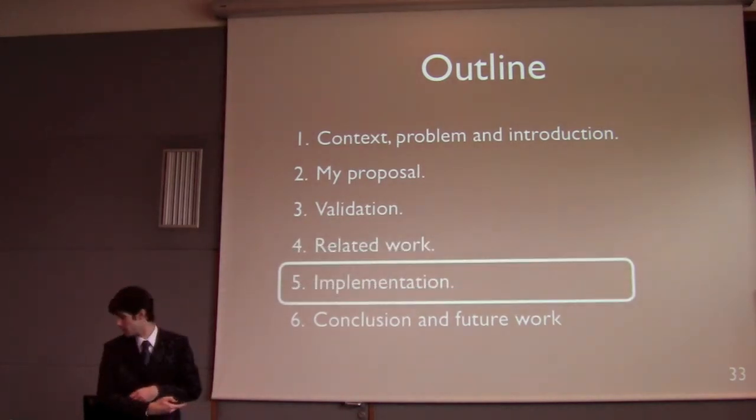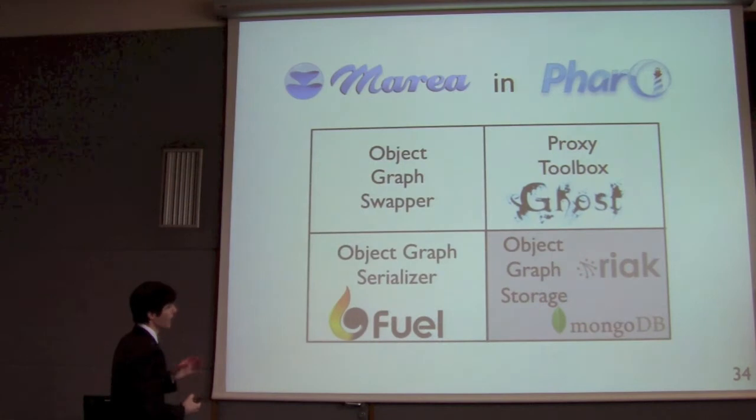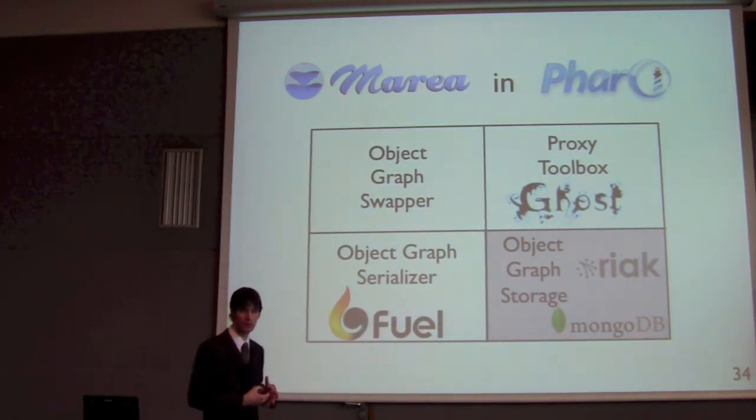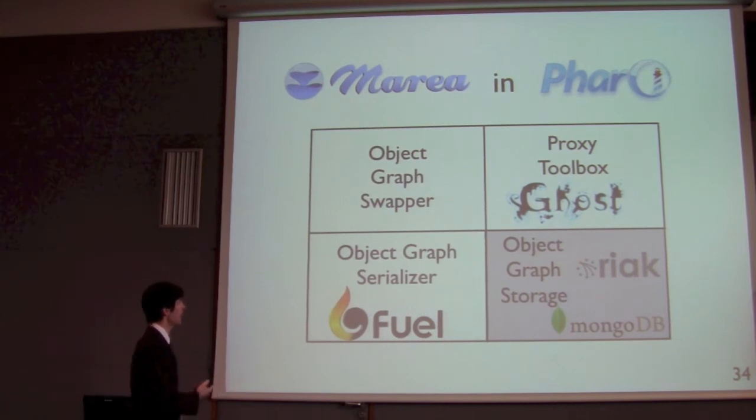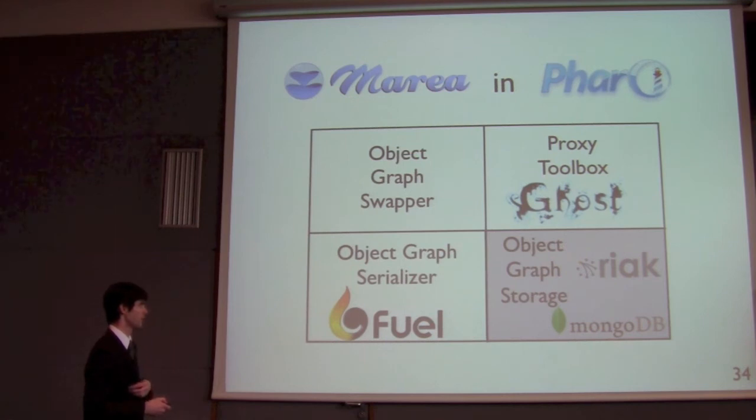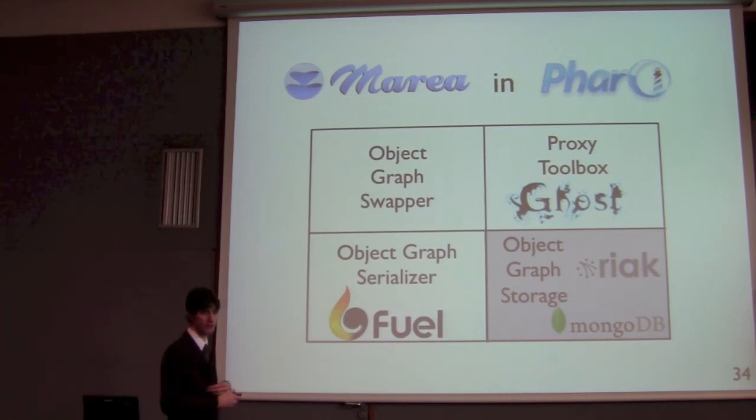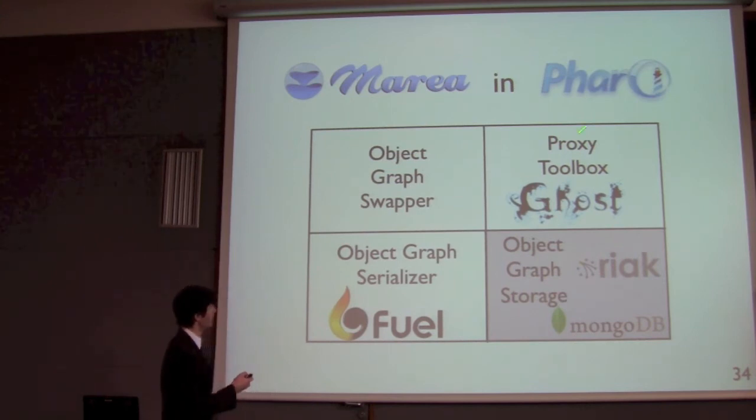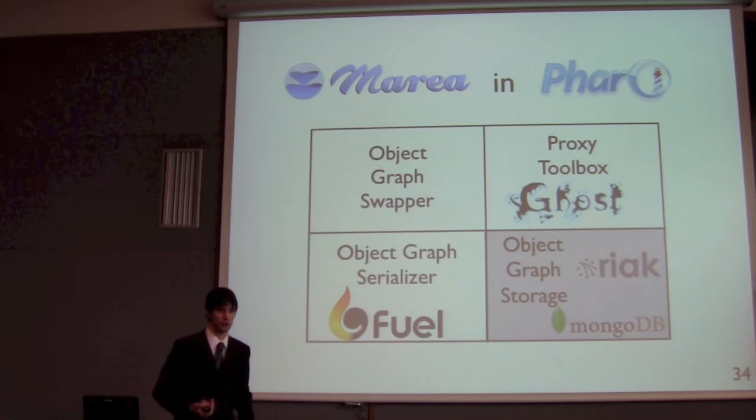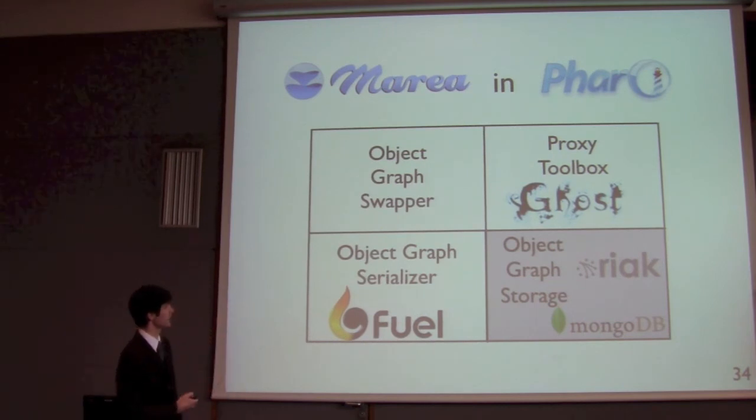Now, some details about the implementation. I implemented Marea in the Pharo programming language. My contribution is both Marea as a model and also its implementation. I implemented from scratch all the subsystems of Marea, except this one. For object graph storage, I reused the drivers that were already written for Riak and MongoDB, NoSQL databases. That means I can also store the graphs in a NoSQL database, which could be remote or local. And then I developed a proxy toolbox, a graph serializer, and the algorithm to swap out and swap in of Marea. I will explain a little bit about them.